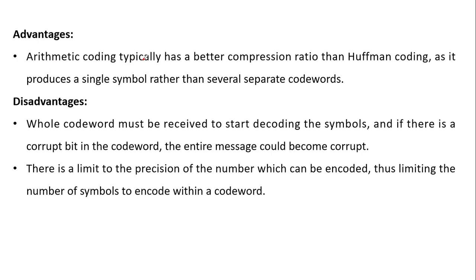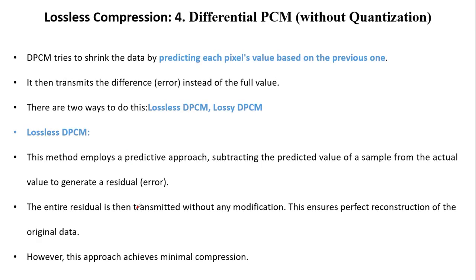Advantages: arithmetic coding typically has a better compression ratio than Huffman coding, as it produces a single symbol rather than several separate code words. However, the whole code word must be received to start decoding the symbol, and if there is a corrupt bit in the code word, the entire message would become corrupt. This is very important. There is a limit to the precision of the number which can be encoded, thus limiting the number of symbols to encode within a code word. Because as the length of the sequence of encoding increases, the precision of the number increases, so that becomes a problem for arithmetic encoding.